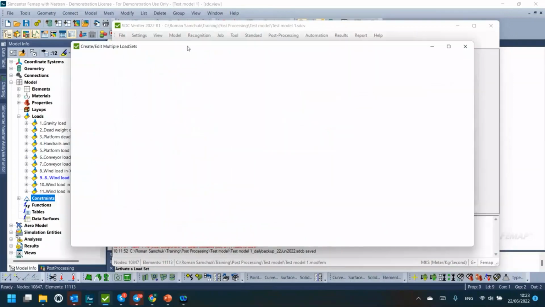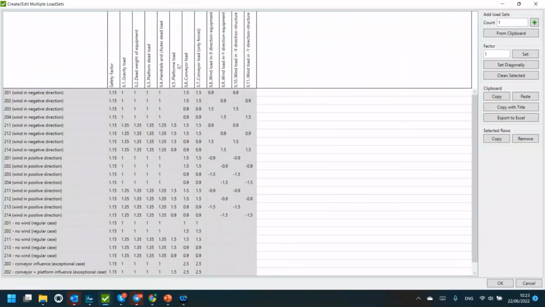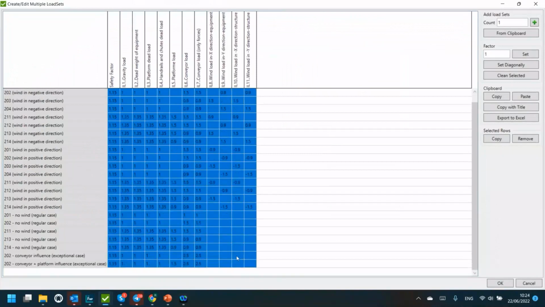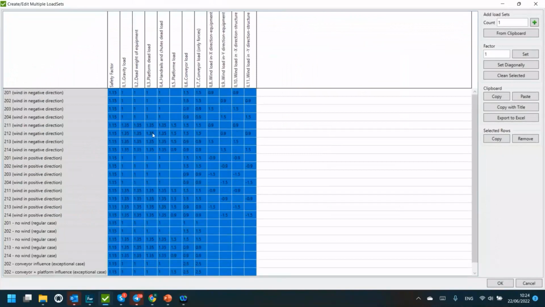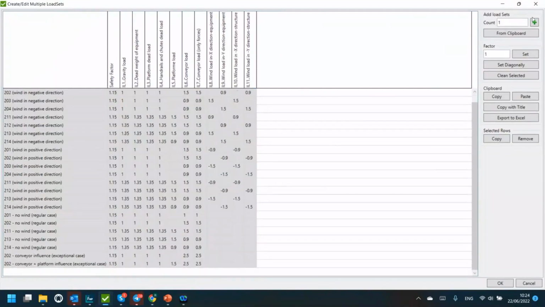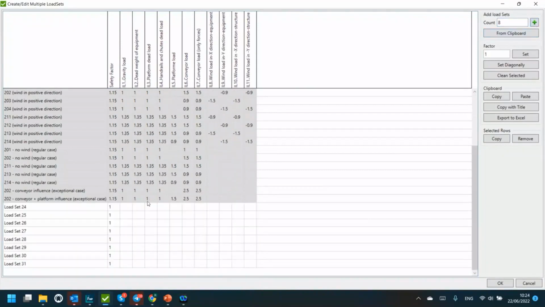I will edit this simply in the way I do now, but the idea is that although I have it already predefined, you can prepare it in your Excel file, copy and paste it directly in this window, or you can do it in the way it looks now. So you simply can type the amount of load sets you need. Basically, you fill in the factors you want to apply to your loads.